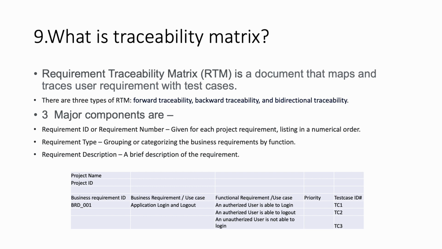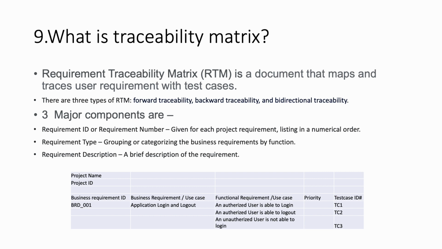Then the second one is requirement type. Requirement type is grouping or categorizing the business requirements by functions. Then the last one is requirement description. So what is the requirement? The description is required so that it is easy to trace whether each requirement has been covered in our testing or not.